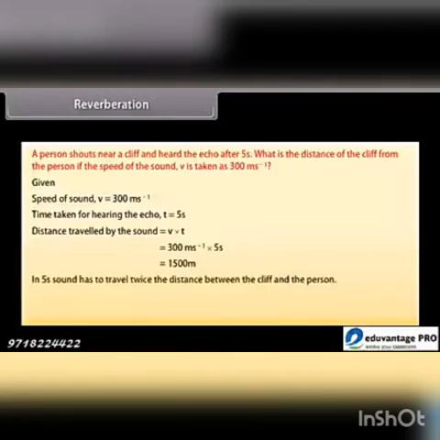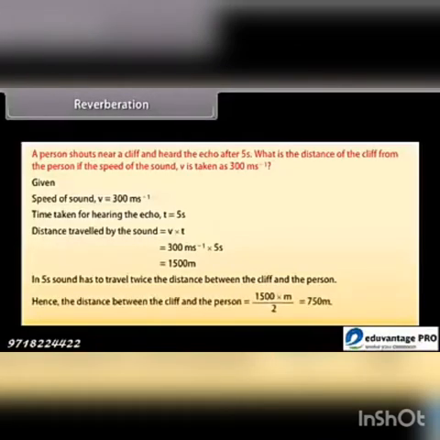In 5 seconds, sound has to travel twice the distance between the cliff and the person. Hence, the distance between the cliff and the person is 1500 meters by 2, that is 750 meters.